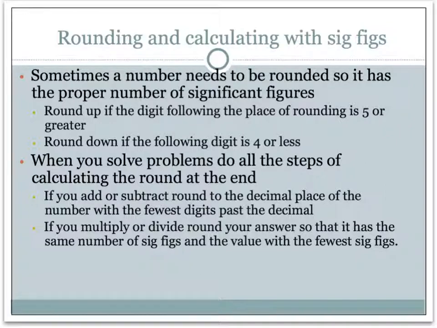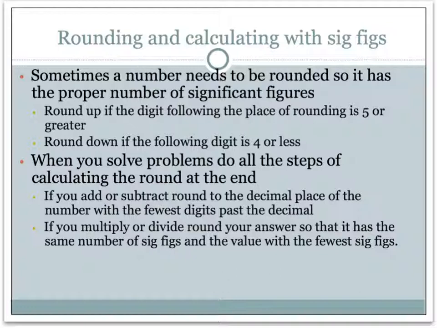Sometimes a number needs to be rounded so that it has the proper number of significant figures. Rounding rules have been the same since kindergarten when you first learned about them. If we have to round a number up, it is because the digit following the place that we're rounding to is a 5 or greater. And if we have 4 or less in that next decimal place, then we're going to leave the number as it stands, making sure that we don't just get rid of things, but instead put in zeros as placeholders.